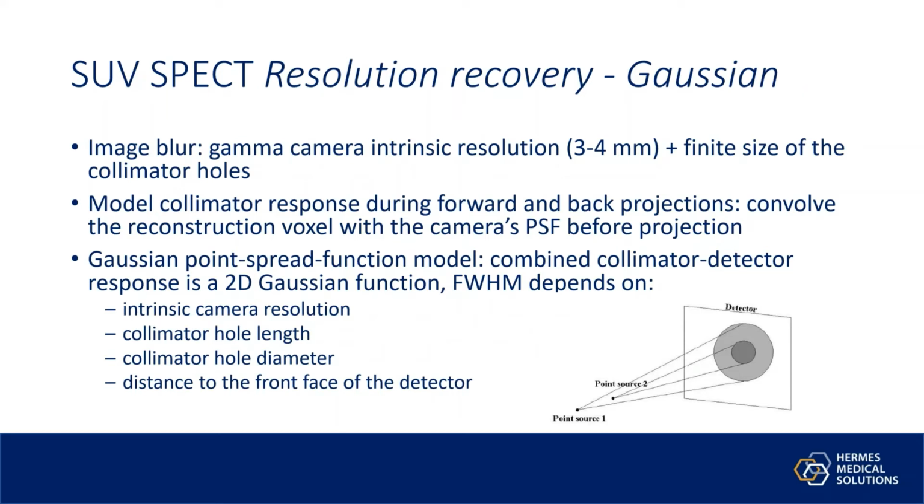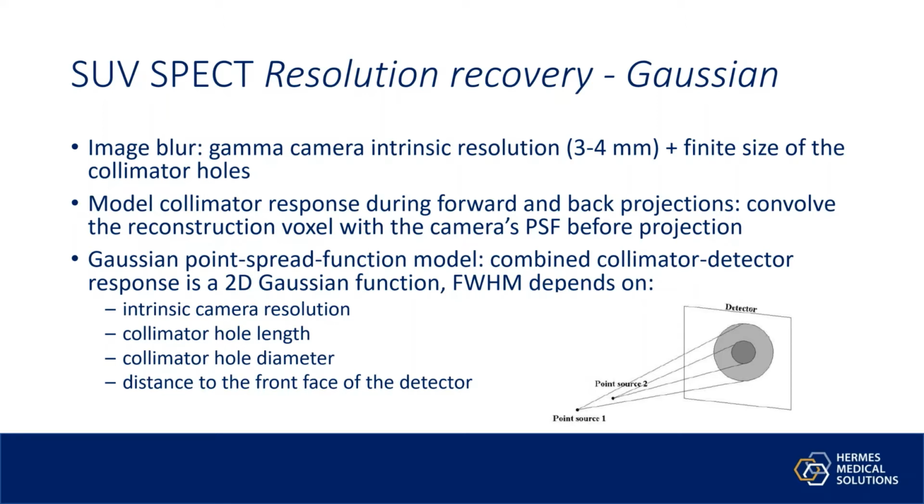Resolution recovery. So we have a Gaussian model of resolution recovery. So this accounts for image blur from both the intrinsic resolution of the gamma camera and the finite size of the collimator hole. So this is the well-known relationship that the further the patient gets away from the camera, the worse the resolution of the image. So this is modeled during the forward and back projection steps. We convolve the reconstruction voxel with the camera's point spread function before projection. That point spread function in this Gaussian model is calculated depending on the intrinsic camera resolution, the collimator hole length, the collimator hole diameter, and the distance to the front face of the detector.